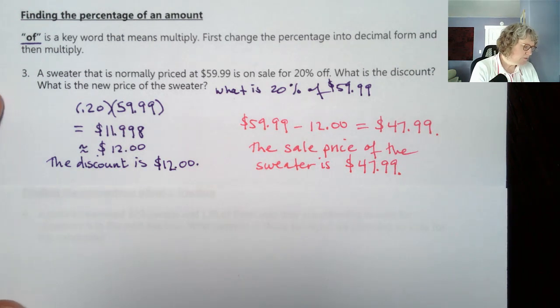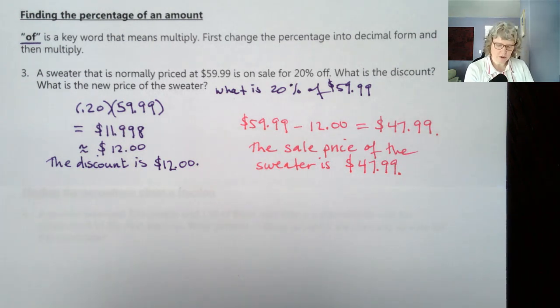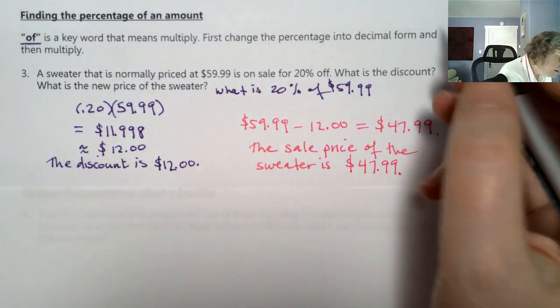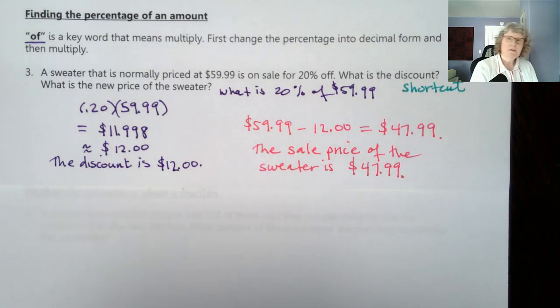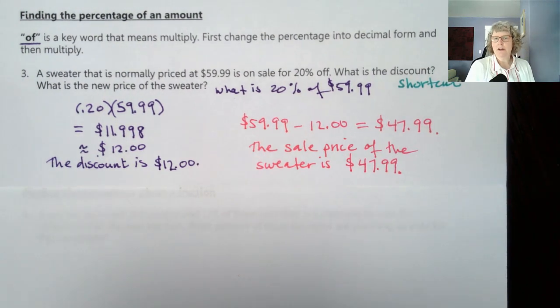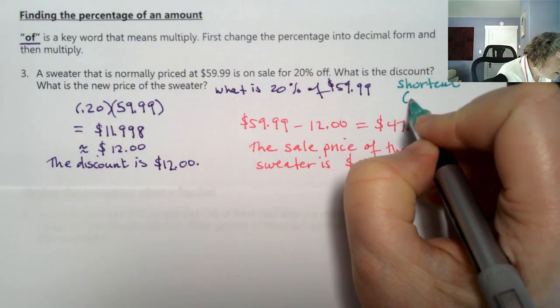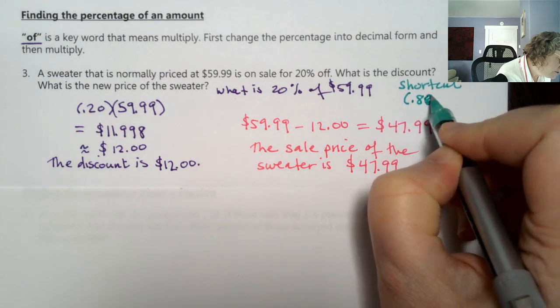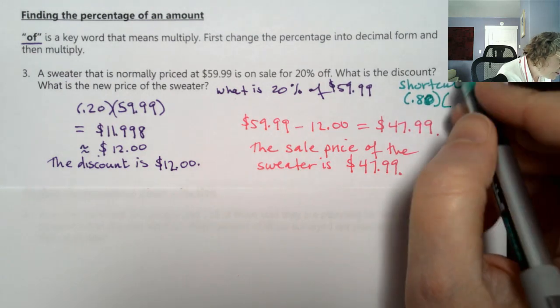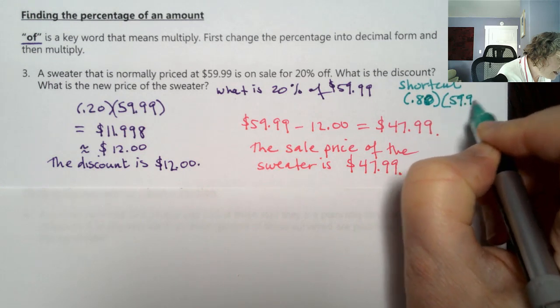Now, you may have seen this as well. I want to show you a shorter way to do it. There's a little bit of a shortcut. I'll write this over here. If it's 20% off, what percent are you paying for the sweater? If you said 80%, you're right. Because those add up to 100%. So a shortcut would be to say, instead of subtracting, I'm just going to go ahead and take 80% of $59.99.